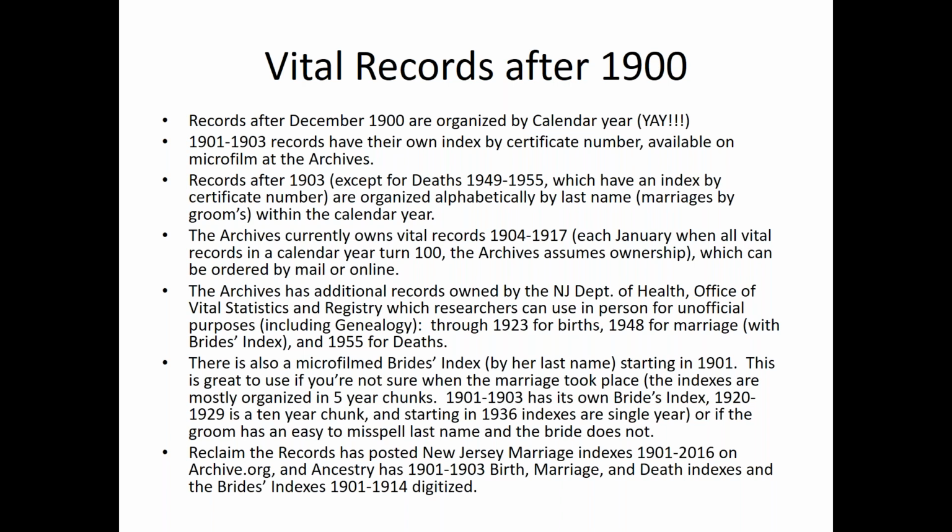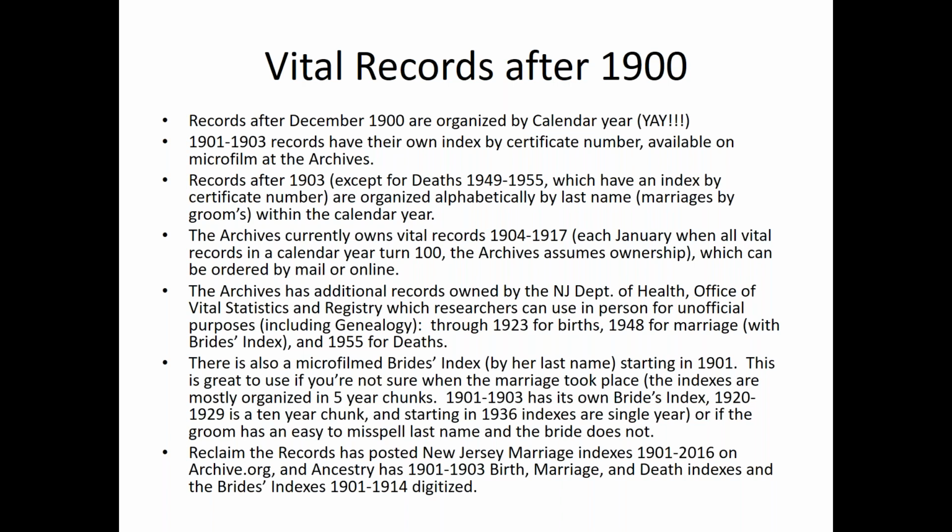The bride's indexes are alphabetical by her last name, so her maiden name. These are microfilms starting in 1901. This is very useful because many of the bride's indexes, up until I think it's 1936, don't go year by year. They're usually in 5-year chunks. So if you're not quite sure what the marriage date was, this can really help you.